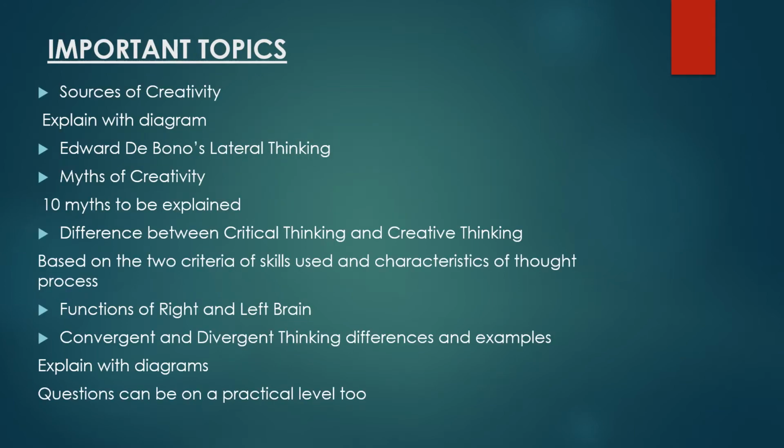So the important topics in this module are: 1, sources of creativity. When you get this topic as a question, please draw the diagram, and after you draw the diagram, you can write down the three sources of creativity, describing them one by one. Next is lateral thinking. When you get that question, always write the name of the proposer of the theory, Edward de Bono, and the year in which he proposed it.